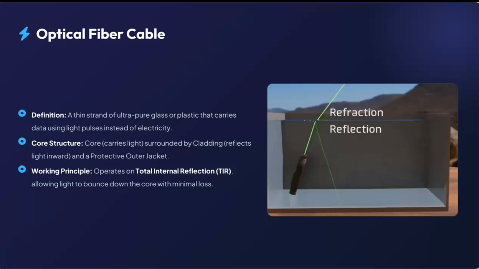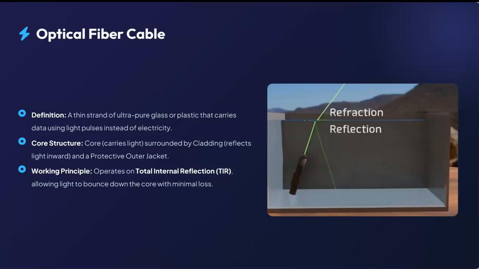Moving on is the fastest transmission medium, the optical fiber. Unlike the previous cables, optical fiber does not carry electrical signals. Instead, it carries data using light. An optical fiber consists of three parts.